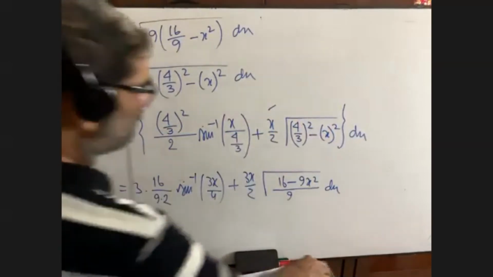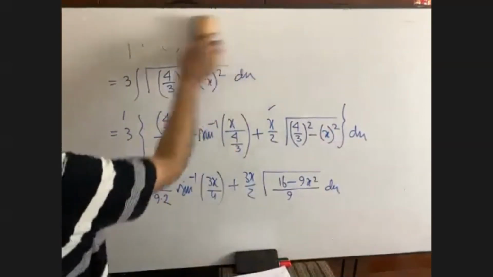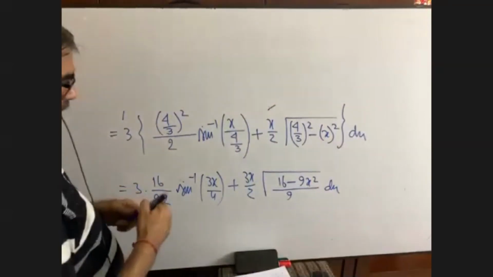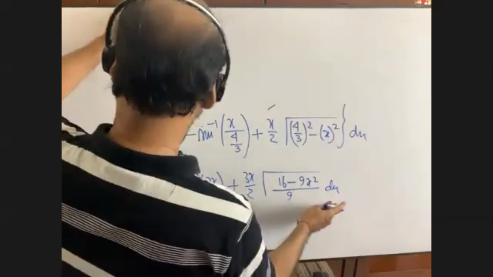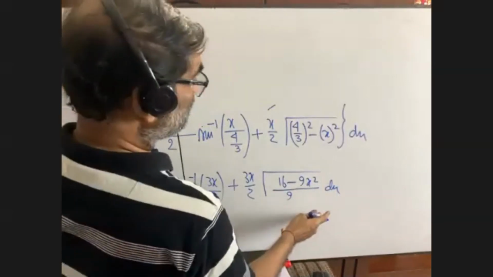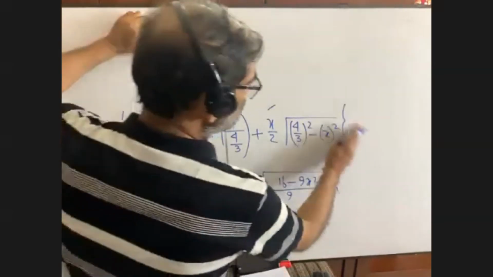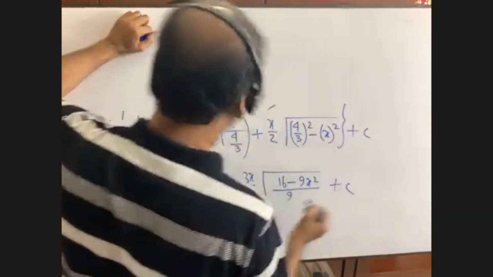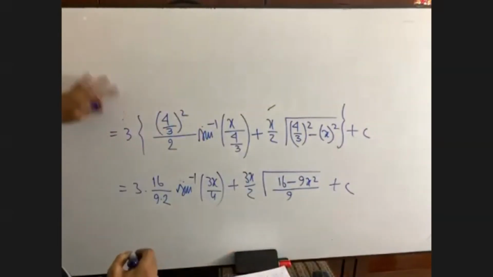Okay. Oh my God, we have given here dx, so we are wrong actually. It is plus c. It is also plus c. Okay. Thank you very much.